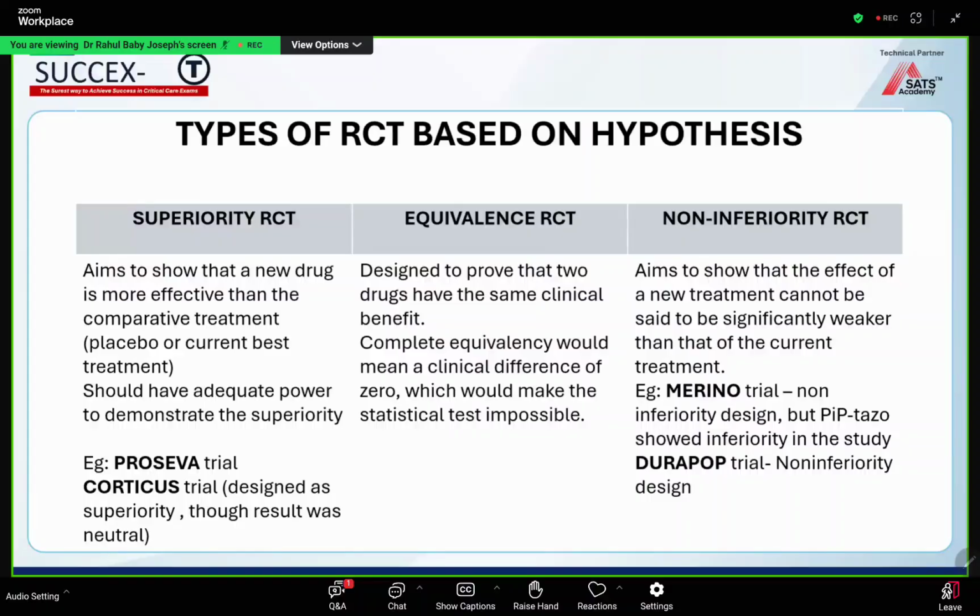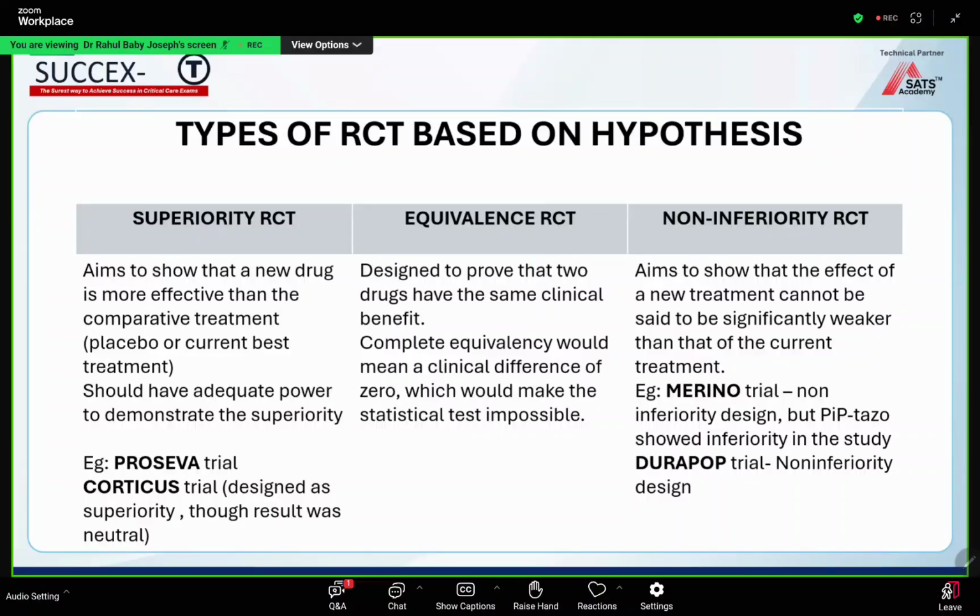So based on the type of hypothesis, RCT is divided into superiority trials, equivalence trials, or non-inferiority trials. Superiority, you're trying to show that one drug is superior to the other. So this should have adequate power to demonstrate that superiority. Examples are the Proseva trial, which showed a definite advantage of proning, and the Corticus trial. Although it was started as a superiority trial, the result was kind of neutral. Equivalence trial, you're trying to show that both the interventions are the same.